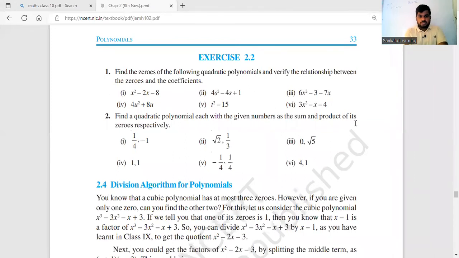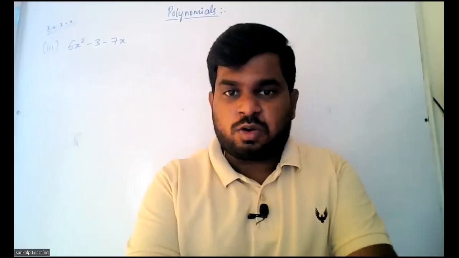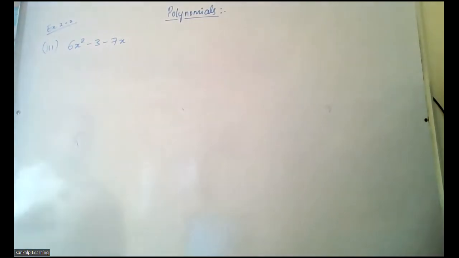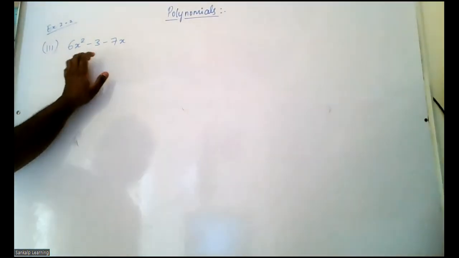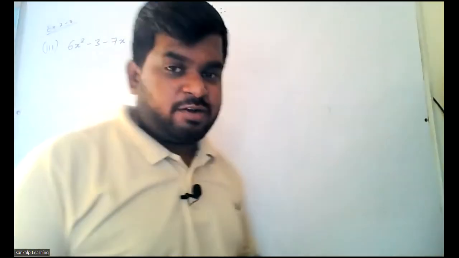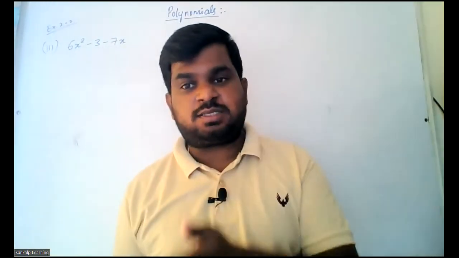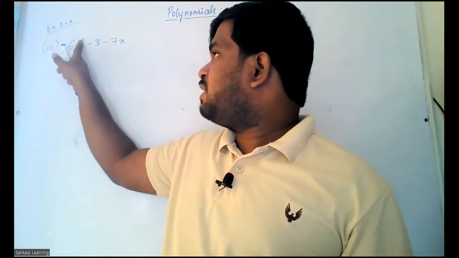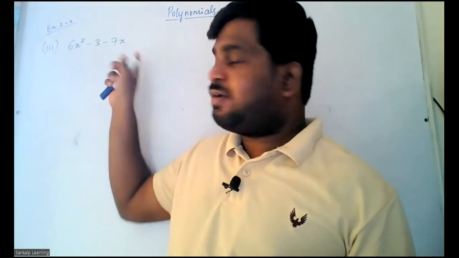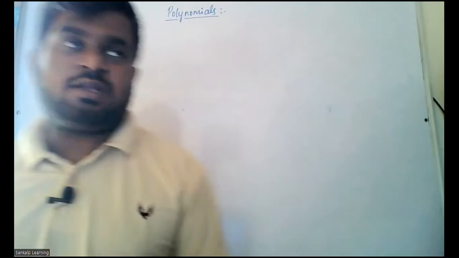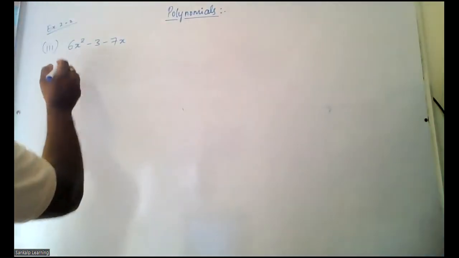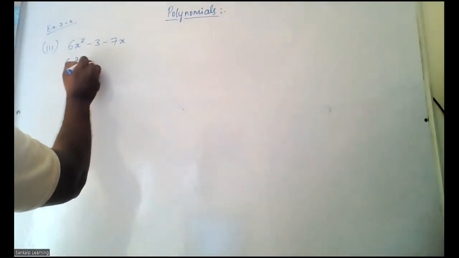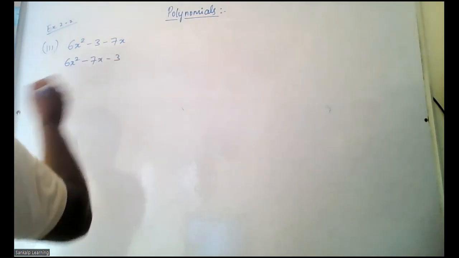Okay, third question, 6x square minus 3 minus 7x. Now, basically, first of all, this is not in the standard form. That is, what is the standard form? Ax square plus bx plus c. That is, it is in the decreasing orders of the powers. Here you got highest power as 2. Next, highest power 1. 7x should come. Then 3, isn't it? So let's rearrange this first. 6x square minus 7x minus 3.